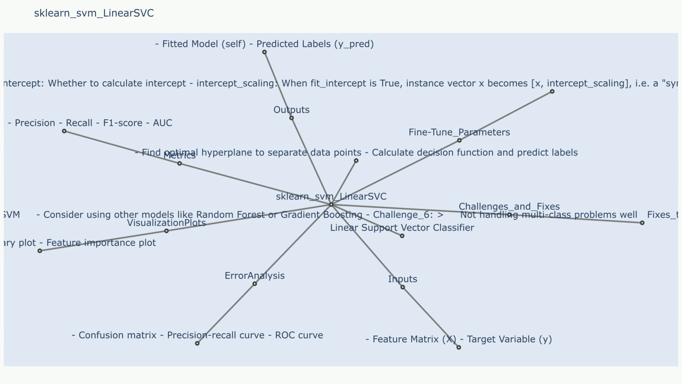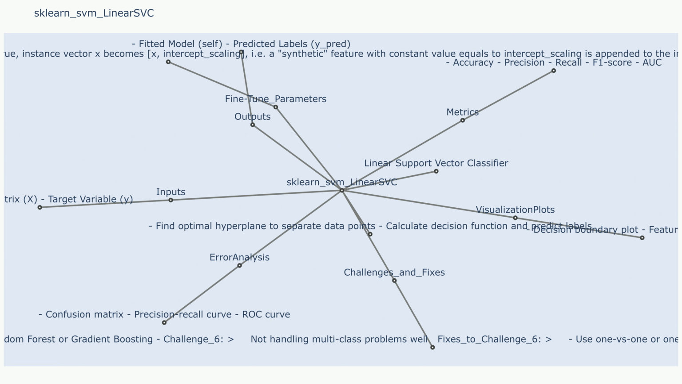Visualization plots: decision boundary plot, a plot showing the hyperplane learned by the model, along with the data points and their classifications. Feature importance plot, a plot showing the coefficients of the decision function, indicating the relative importance of each feature in the classification process.